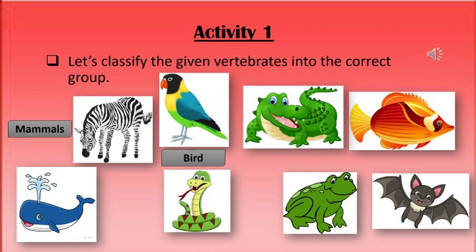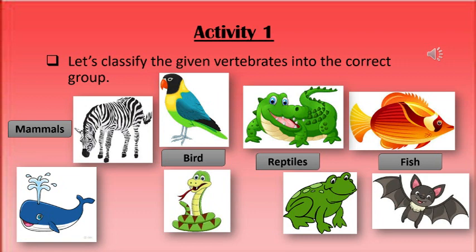In the third picture, we can see a crocodile. What do you think? Which group does the crocodile belong to? It is a reptile, because the crocodile has scales on its body. In the next picture, we can see a fish, right? So this fish belongs to the group fish. They have fins, and they can swim in the water.